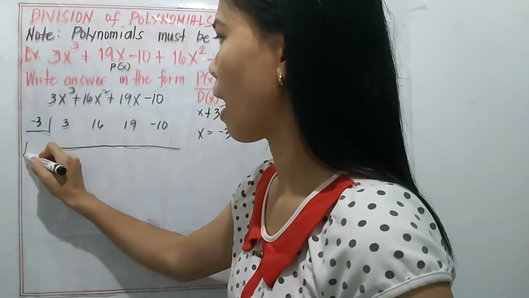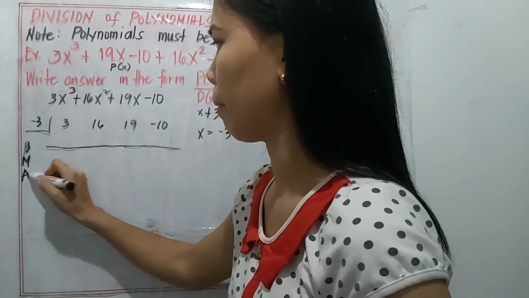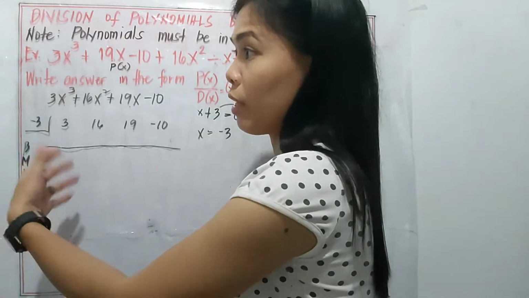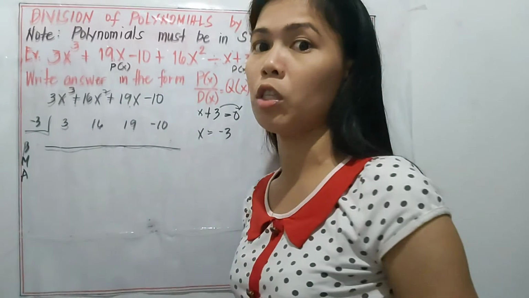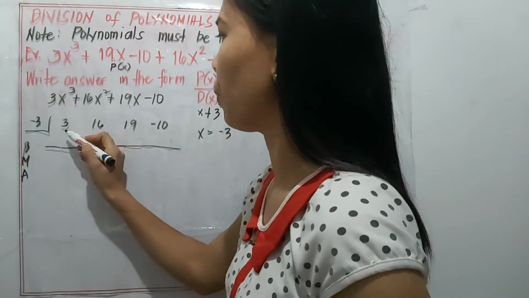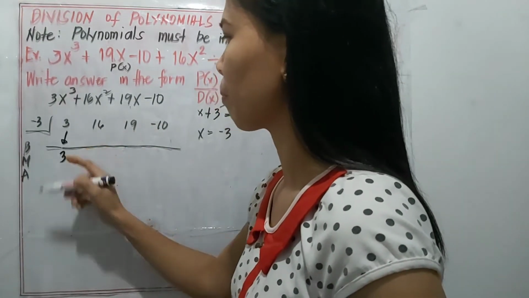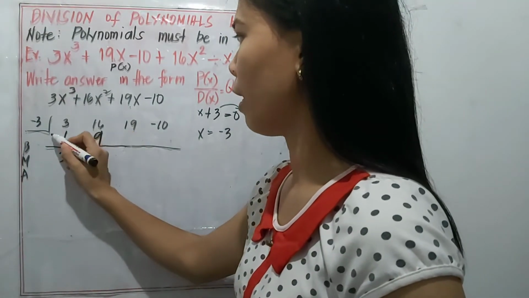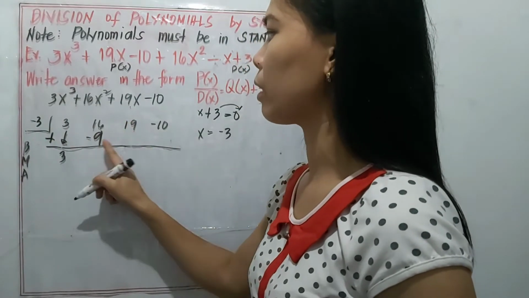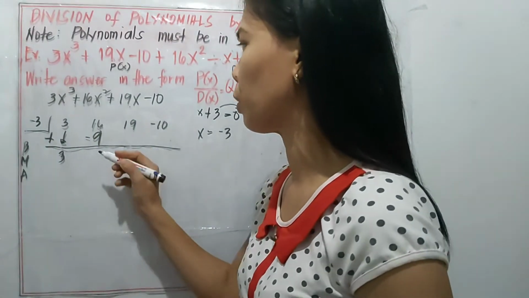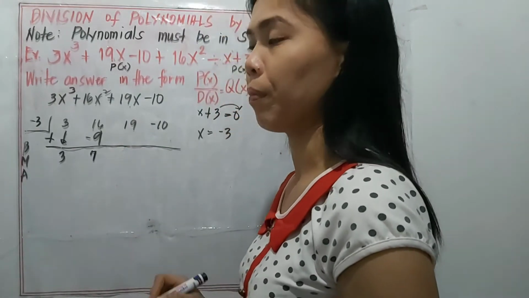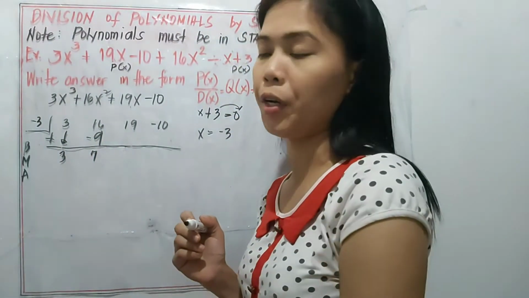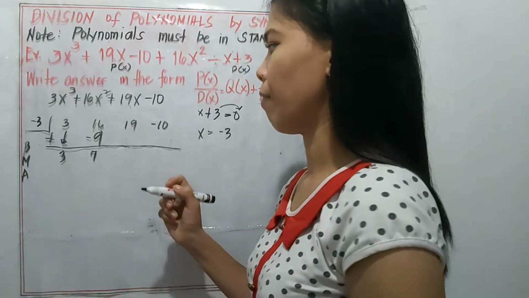And this, let's have our BMA. Okay, shortcut for bring down, multiply, add. So yes, we'll only multiply and add in this process. Okay, so we have to bring it down. 3. Multiply, negative 3 times 3 is negative 9. And then let's add. 16 plus negative 9, following rules of integers, it will be positive 7. Why? Subtract 16 and 9 and copy the sign of the bigger number. That's why it is 7.